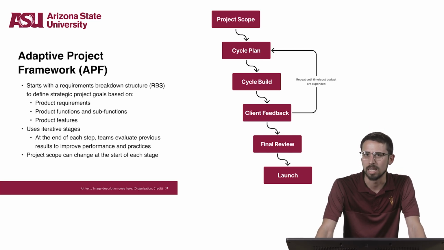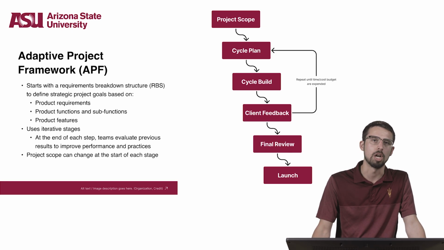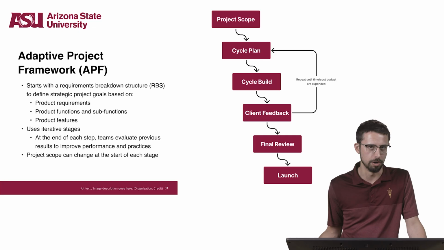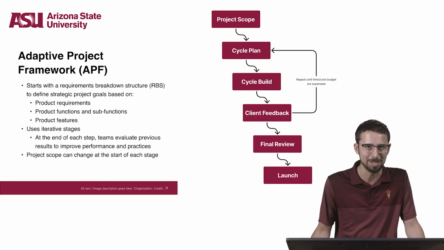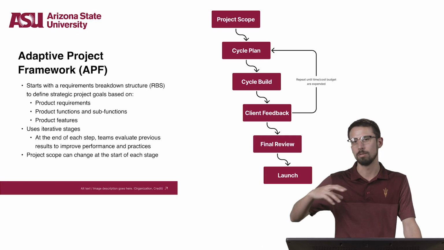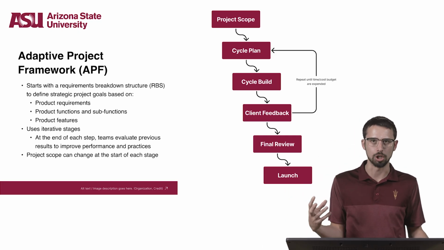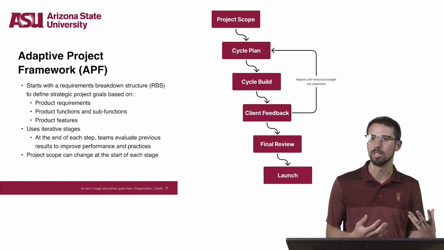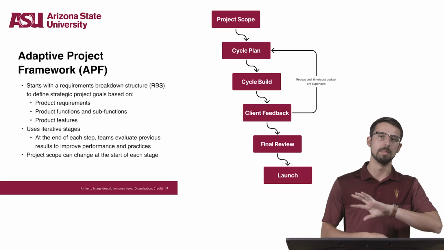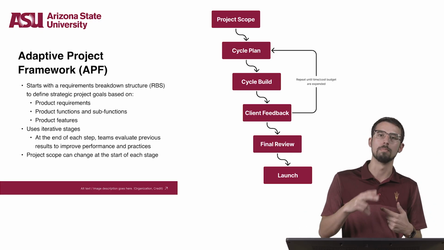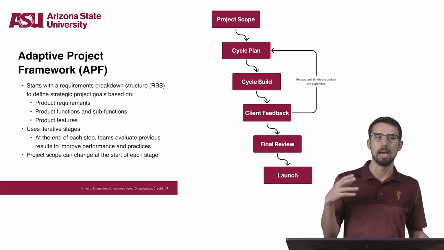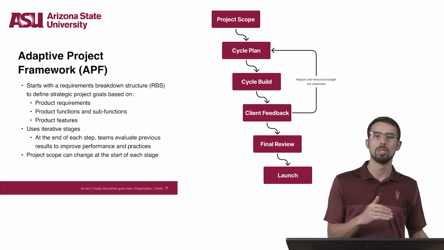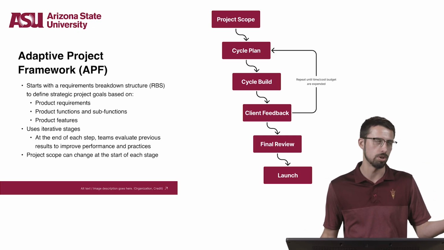It means that an APF project will always start with a requirements breakdown structure, or what's called an RBS, also known as the project scope. So there's all kinds of names to call a project scope. But these are essentially just sub-functions and features. The project then proceeds in iterative stages, and at the end of each step, teams evaluate previous results to improve performance and practices. However, stakeholders can also change the project scope at the start of each stage, so the team can produce the most business value.